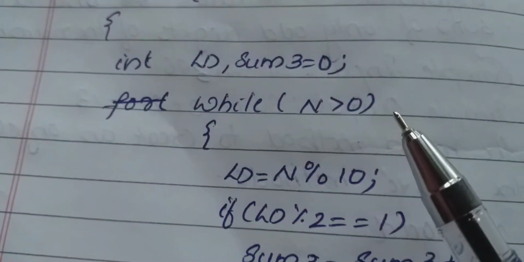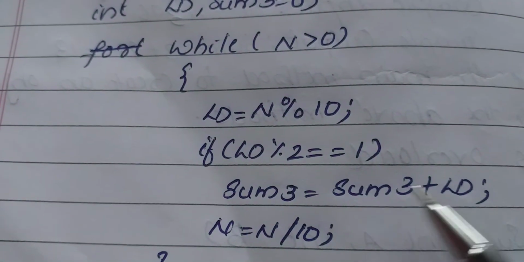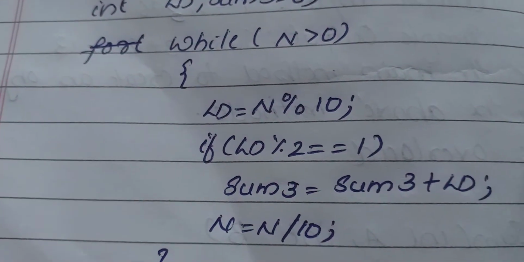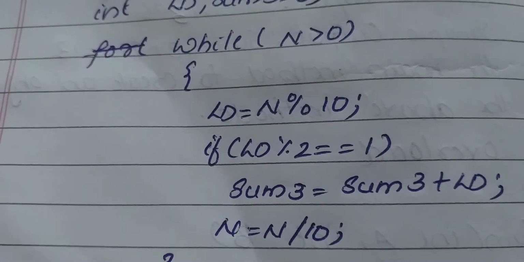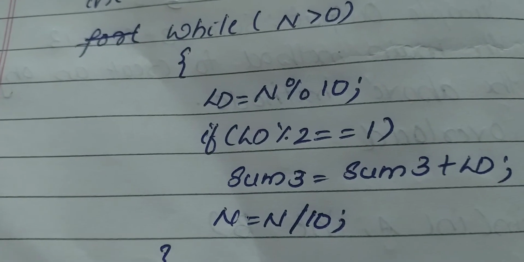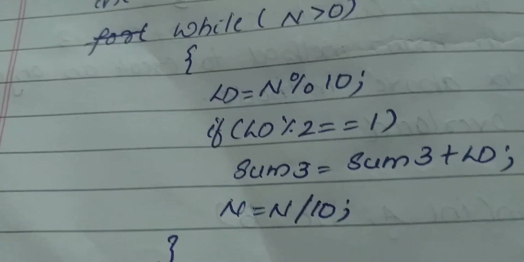Here the sum variable is sum3, so LD, that is 1, is added with sum 3. The initial value is 0. 0 plus 1 is to be stored in the variable sum. So we have found the sum for the first odd number in that number. What is our next purpose?